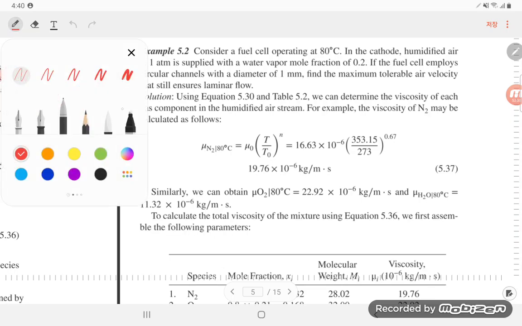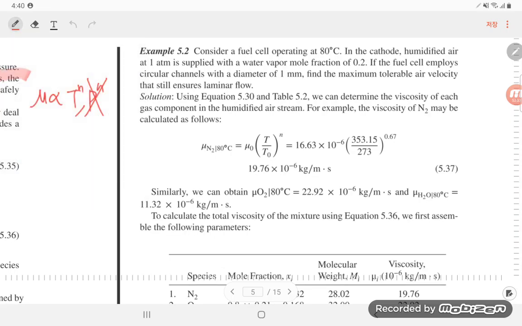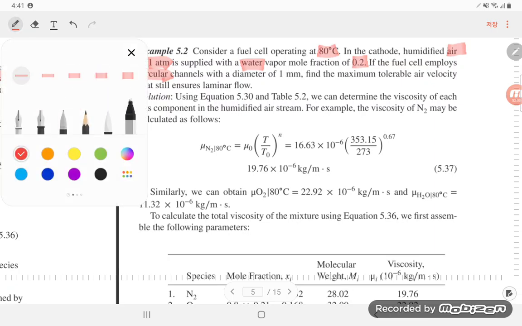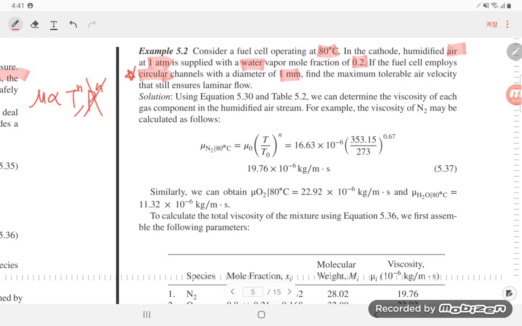Consider a fuel cell operating at 80 degrees Celsius. In the cathode, humidified air at 1 atm is supplied with a water vapor mole fraction of 0.2. If the fuel cell employs a circular channel, this is a very important factor, with a diameter of 1 millimeter, find the maximum tolerable air velocity that still ensures laminar flow.